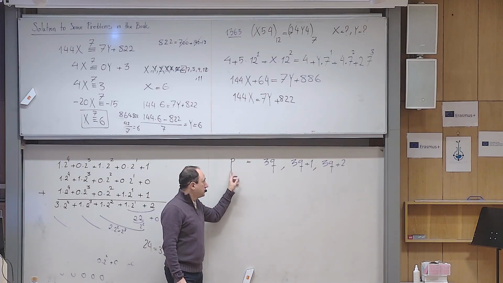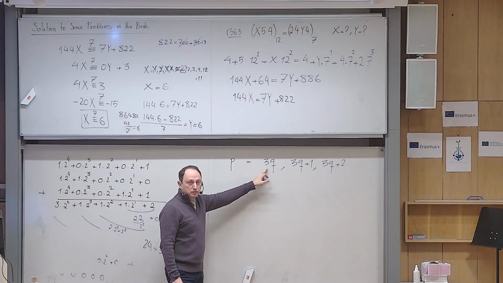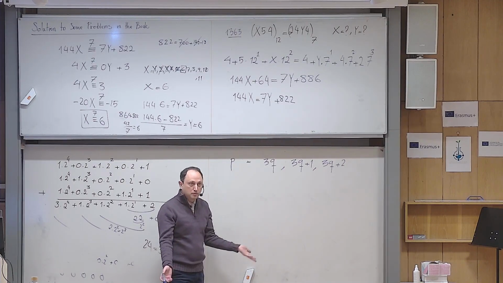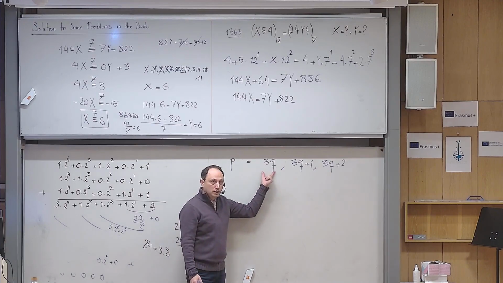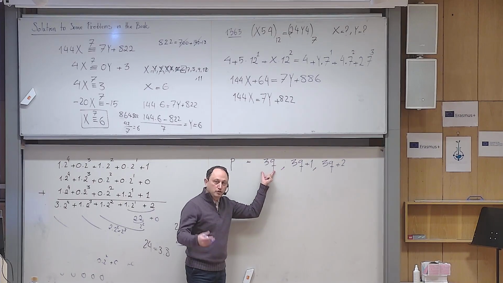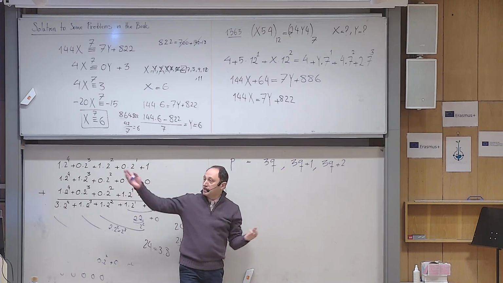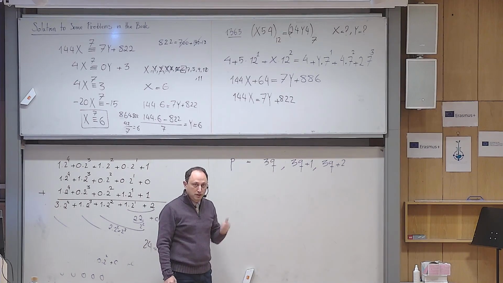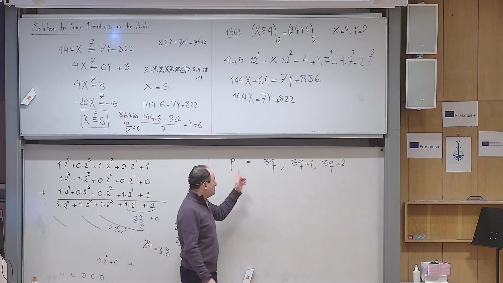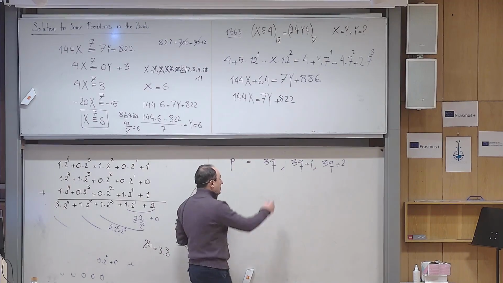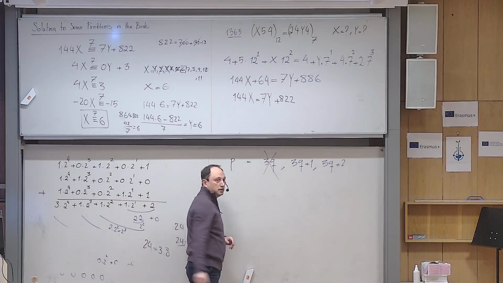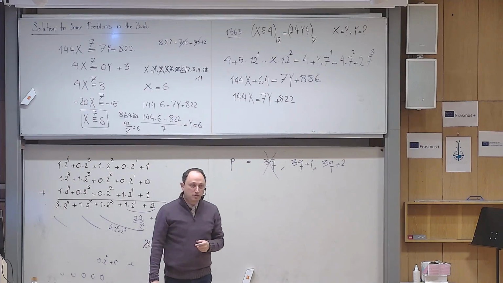So P cannot be of this form, because in that case it is not prime. When you say 3Q, it means it is a multiple of 3. The only multiple of 3 which is prime is 3, which is excluded in the problem. P is greater than 3. So this means that because P is prime, I don't have this possibility here. How many possibilities are left?